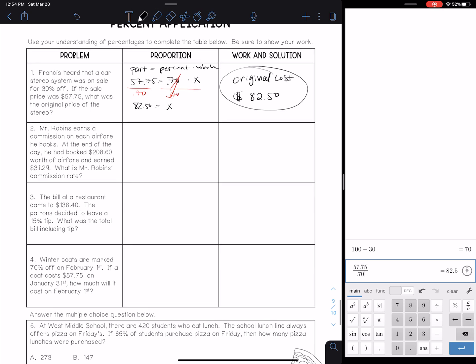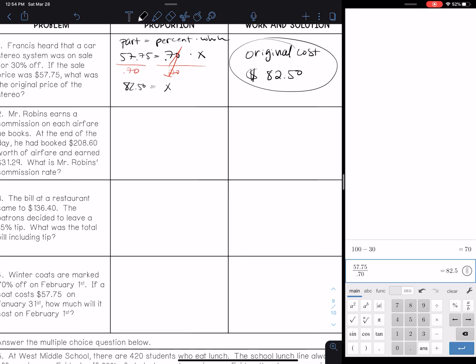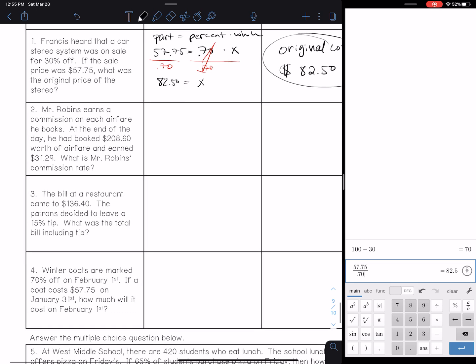Okay. Number 2, Mr. Robbins earns a commission on each airfare he books. At the end of the day, he booked $208.60 worth of airfare and earned $31.29. What is Mr. Robbins's commission rate? So part equals percent times whole. Again, part equals percent times whole every time. So, do you see a percentage sign anywhere? Nope. So that must be what's missing.